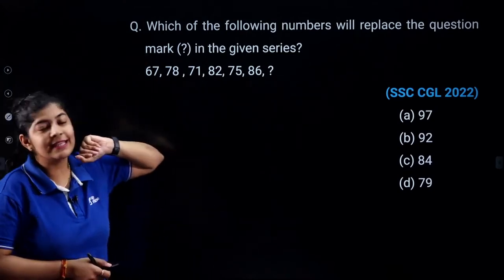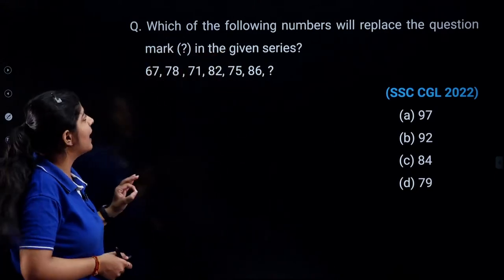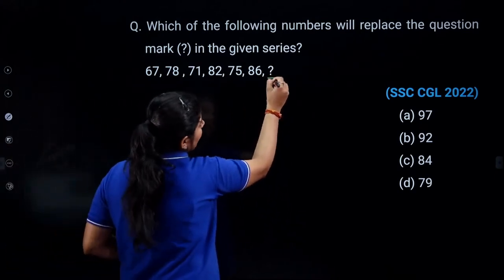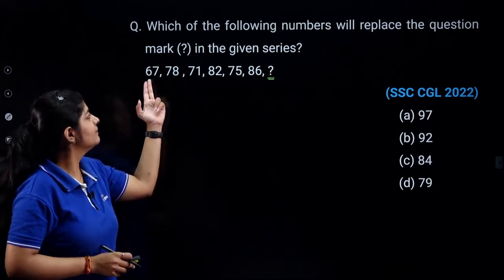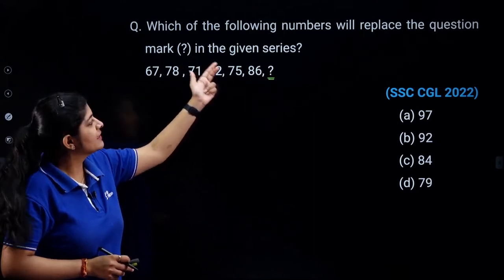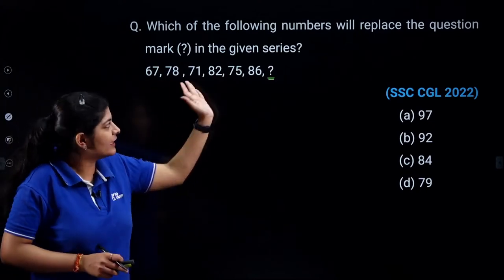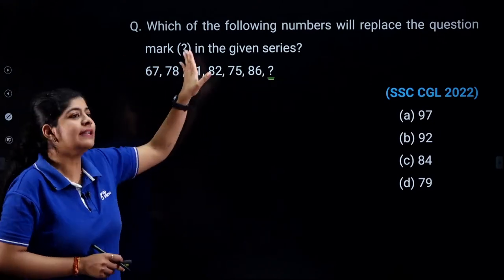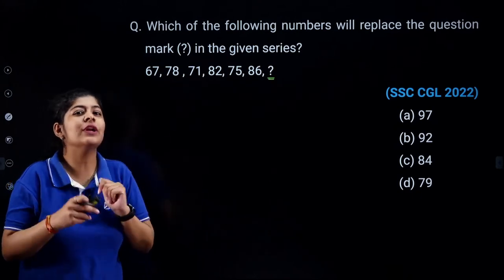Here the question is asking which of the following numbers will replace the question mark in the given series, where the question mark is at the end. Okay. Now just read the numbers carefully. 67, 78, 71, 82, 75, 86. While reading all these numbers, you are continuously thinking that these numbers are neither increasing too much nor decreasing too much. There is some different kind of pattern.